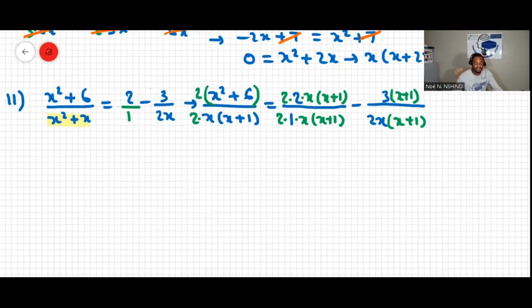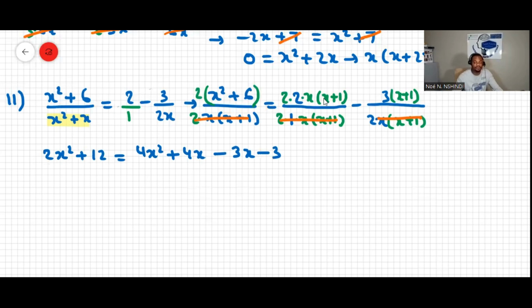Now that the denominators are common, we can just drop the denominators and consider the numerator, equating the numerators. 2 times x squared makes 2x squared. 2 times 6 makes positive 12, equal to 4x times x, which is 4x squared. 4x times 1 makes plus 4x, and then negative 3 times x makes negative 3x, and then negative 3.